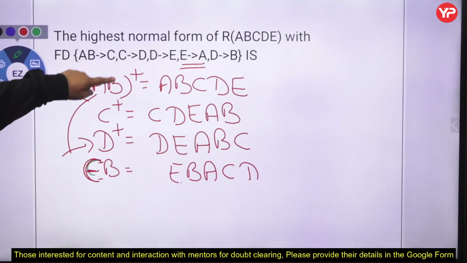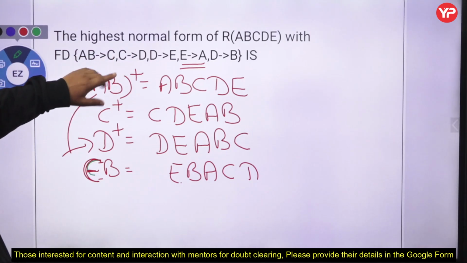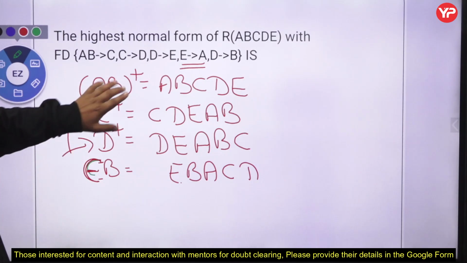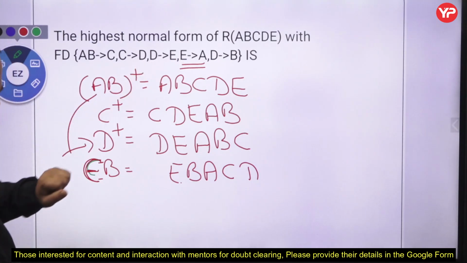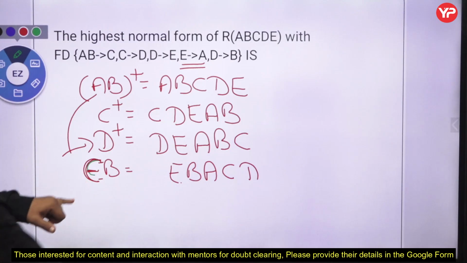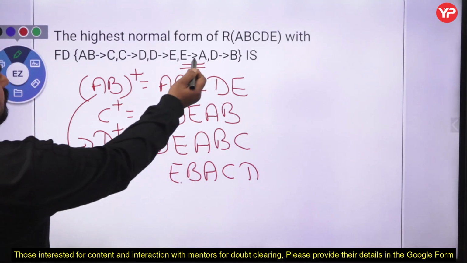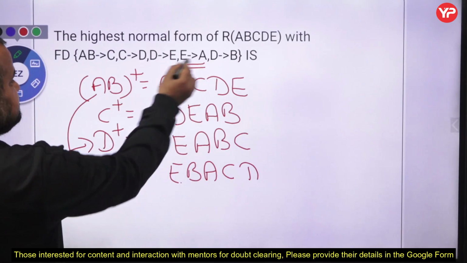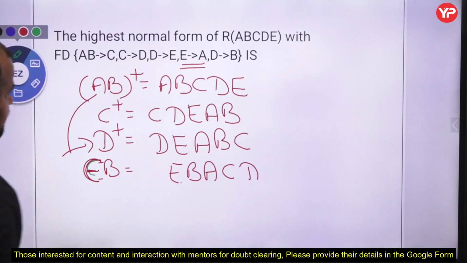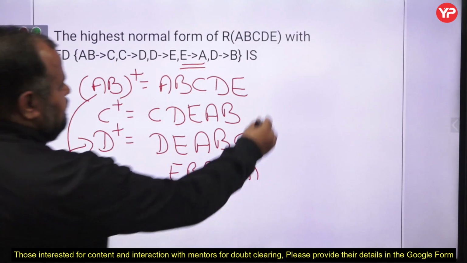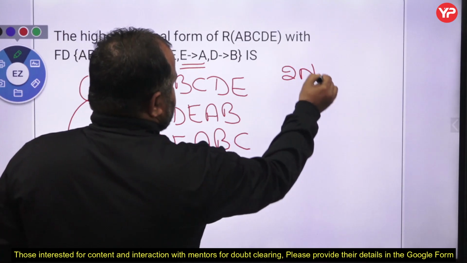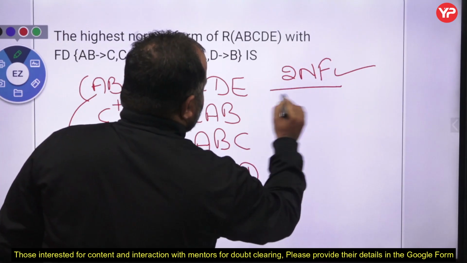No. Is C a proper subset of a key? No. Is D a proper subset of a key? No. Is E a proper subset of a key? Yes. But E determine A, and A is not a non-prime attribute, it is a prime attribute. Now is D a proper subset of a key? No. It means there is no partial dependency, the relation is in 2NF.